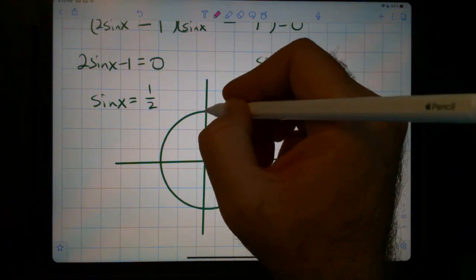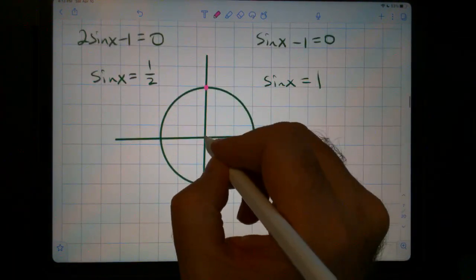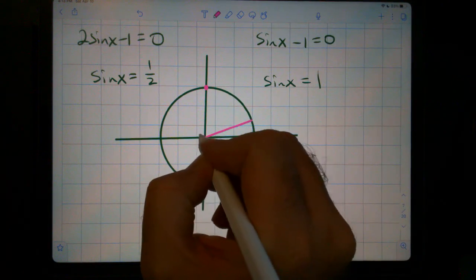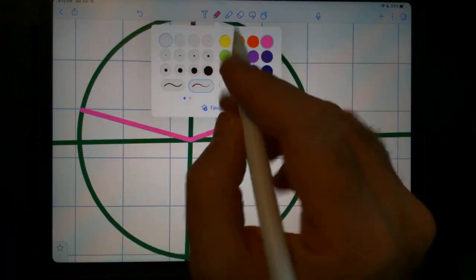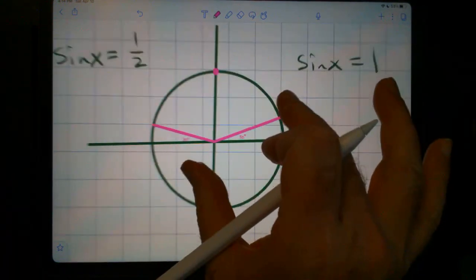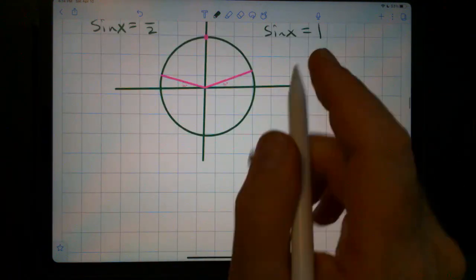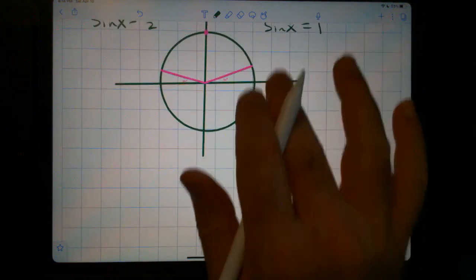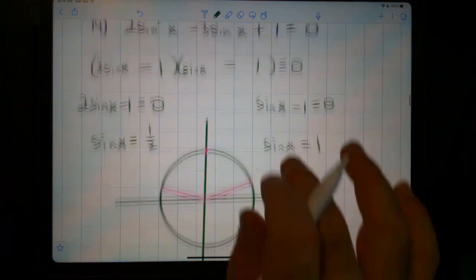Sin x equals positive 1 here. Sin x equals 1/2 at pi over 6 and 5 pi over 6. Whereas this number is 30 degrees, this number is 30 degrees. Okay, so we have, they want all solutions. Okay.